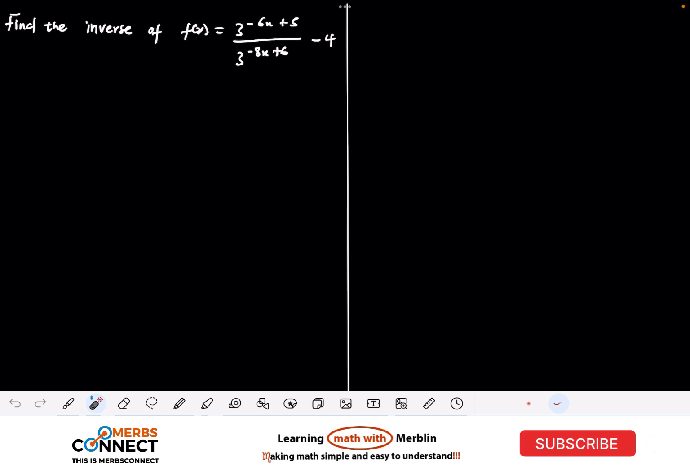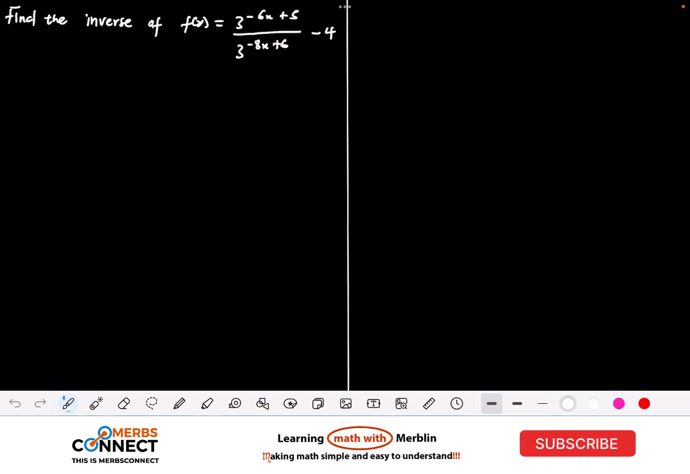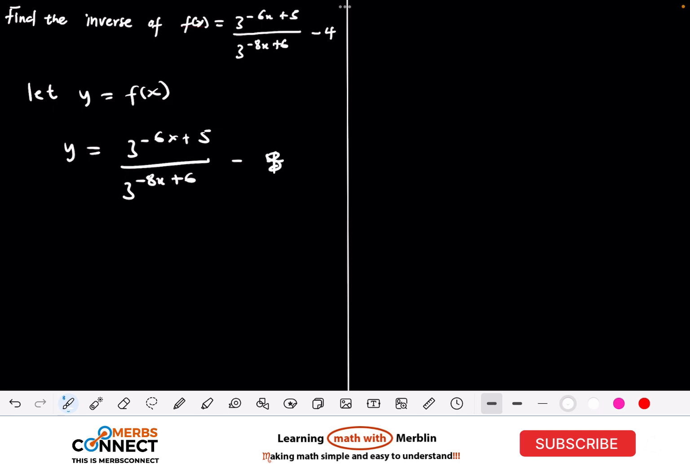So we know that the first step is to let y equal to f of x. So we are going to have y equal to 3 to the power of negative 6x plus 5, divided by 3 to the power of 8x plus 6, minus 4. We know the next step is to interchange x and y. But let's look at the function. See that the function looks complicated. So let's try and see if we can do something.